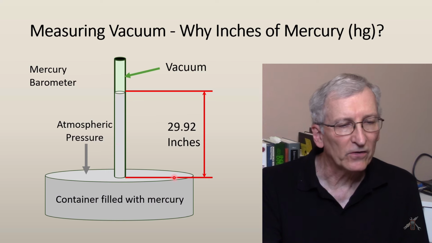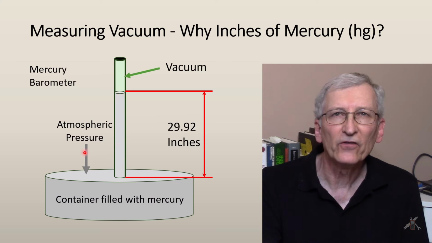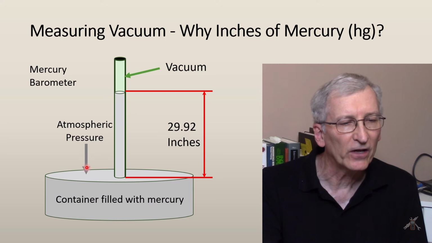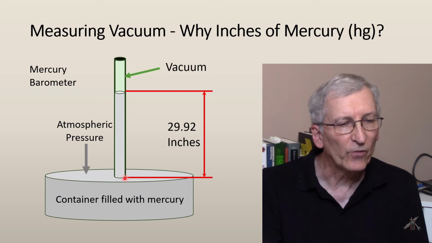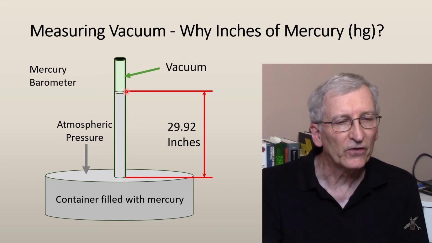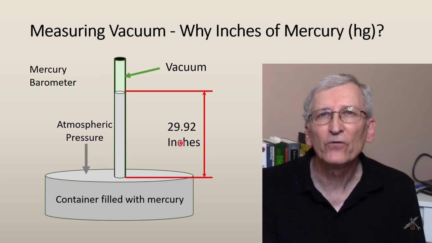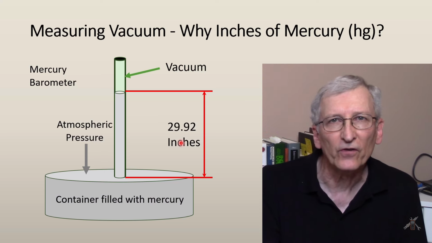If you had a bucket or container filled with mercury that has atmospheric pressure pushing down on it, and you measured from the surface of the mercury in the bowl up to the top of the column, you'd measure about 29.92 inches, give or take a little bit.